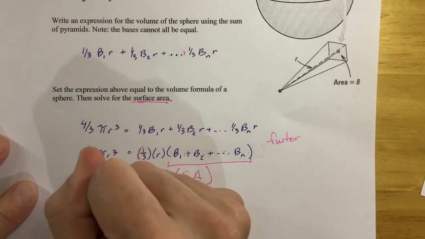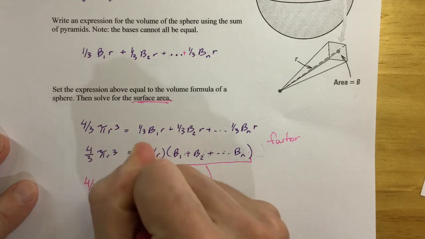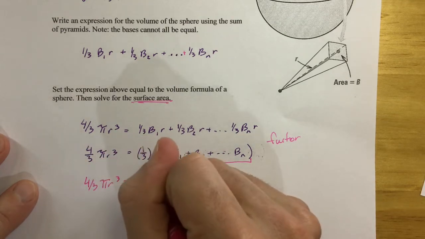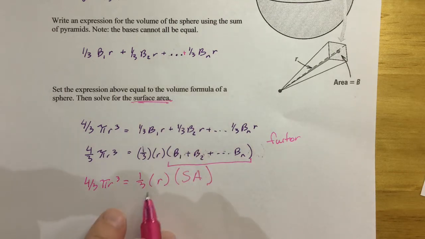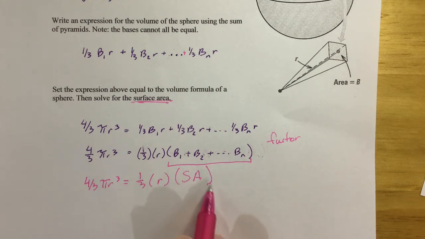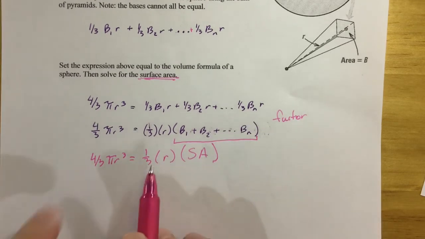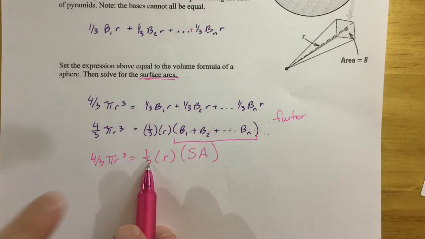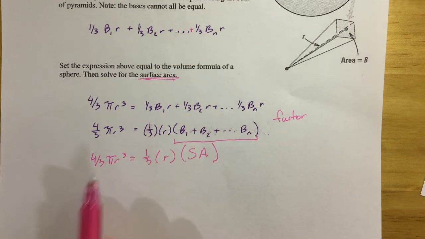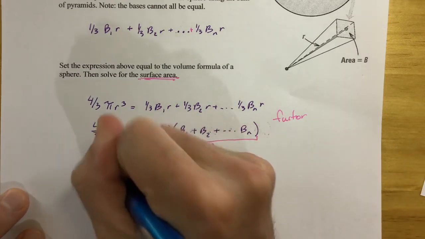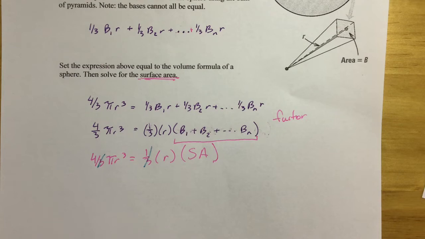So 4/3 pi r cubed is equal to 1/3 times the radius times the surface area. The volume is equal to 1/3 times the radius times the surface area. So if we're interested in figuring out what the surface area is, let's just solve for it. Let's remove these two things. To get rid of the 1/3, you can divide by 1/3 or you can multiply by 3. But check it out, the other side also has a denominator of 3, so those two can just get eliminated at the same time.